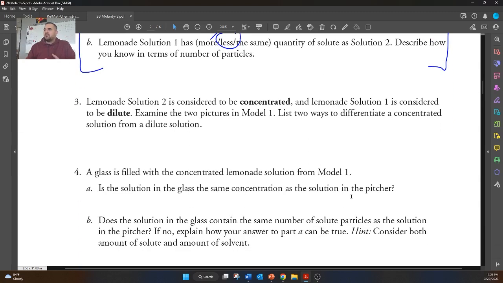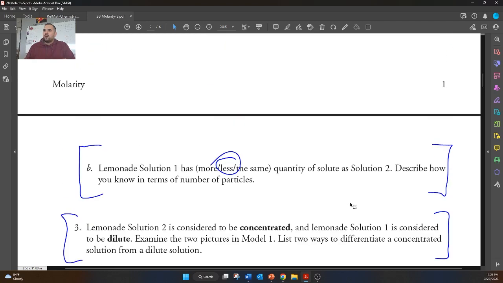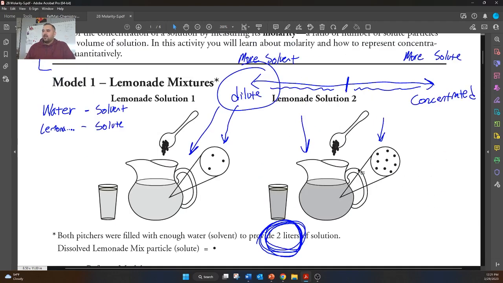Now let's move to number 3. Somebody read this for us, please. Lemonade solution 2 is considered to be concentrated, and lemonade solution 1 is considered to be dilute. Examine the two pictures in Model 1. There's two ways to differentiate a concentrated solution from a dilute solution. All right, so we're going to come back up here. We already labeled them, so this is our concentrated one. This is our diluted one.